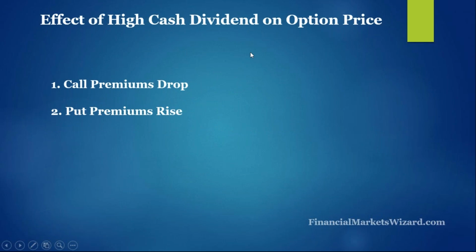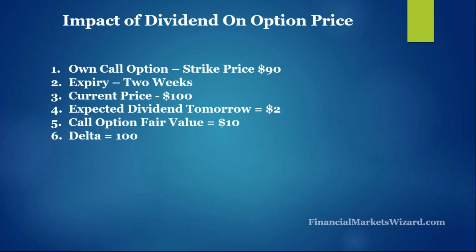And you have to know the effect of cash dividend on option price. If the dividend is bigger than what they expect, the call premium drops because the stock price drops on the ex-dividend date, and the put premium rises on the ex-dividend date because the stock drops, puts go up. So that's the effect of dividend.